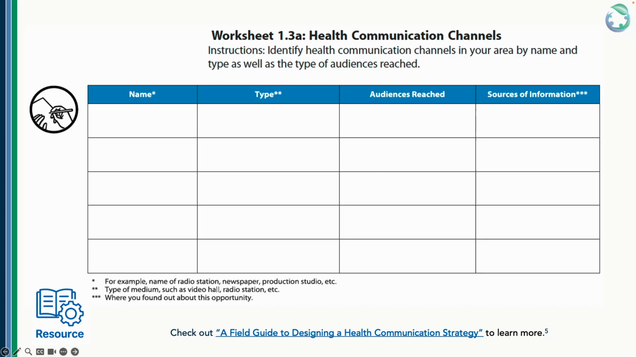One of the first steps in disseminating public health communications is identifying existing communication channels and understanding the audiences they reach. Worksheet 1.3b, Health Communication Channels, can support this process by letting you identify mediums, define audience reach, and document how you learn about each channel.